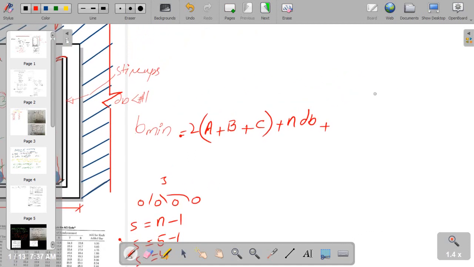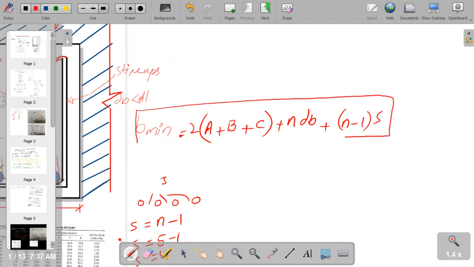So here we write down n minus 1 times S. This formula will find out the minimum width, and sometimes, as we discussed in part 3, from this equation we will determine the S as well, right?